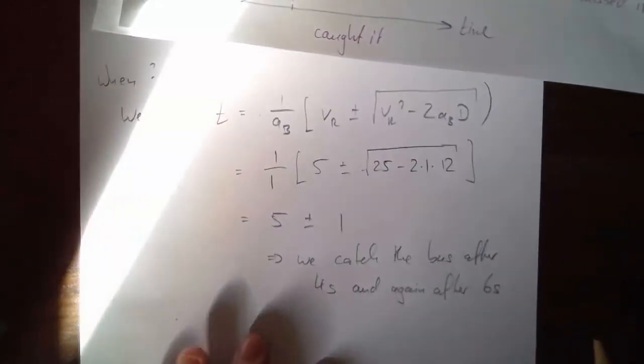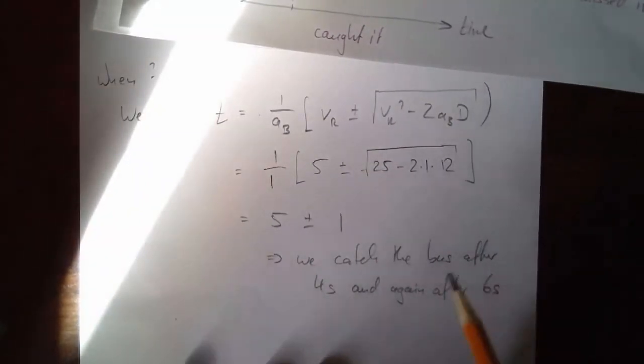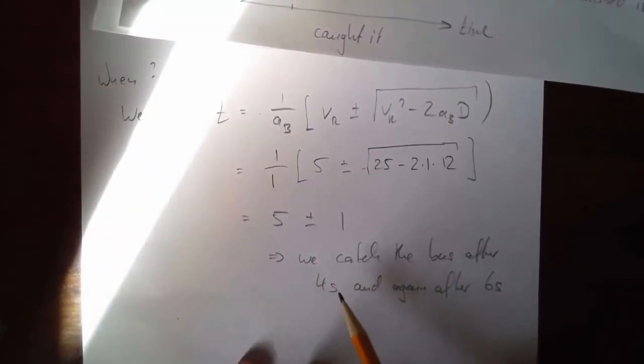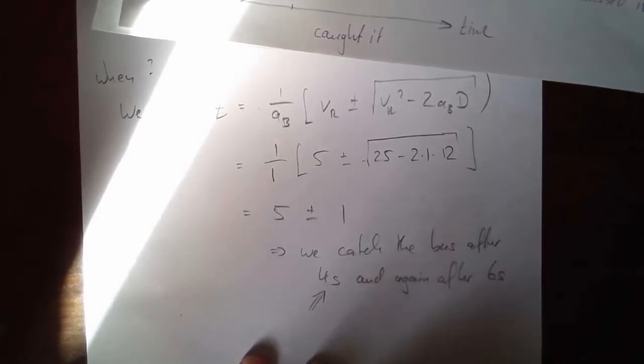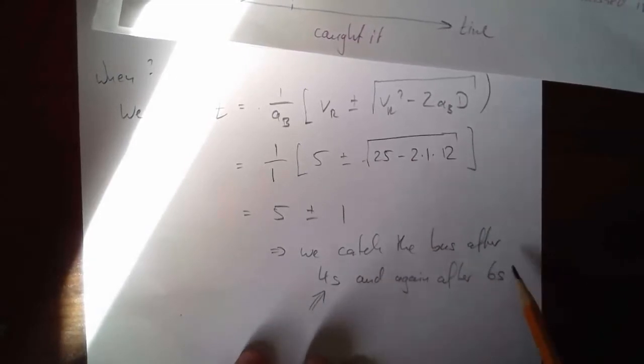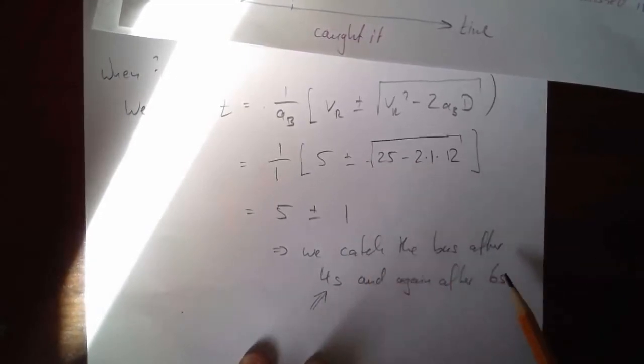Okay, so obviously this is physics, right? So we are running, we're going to jump onto the bus when we reach it after 4 seconds. So this is probably the answer we actually want. But what happens at 6 seconds? Why does the math give me a second answer, 6 seconds?